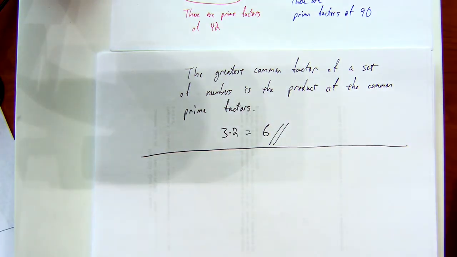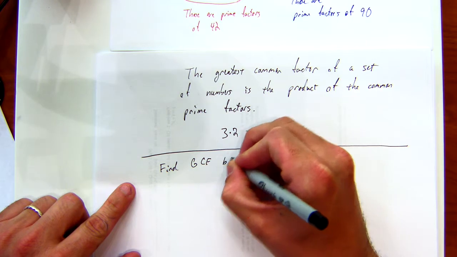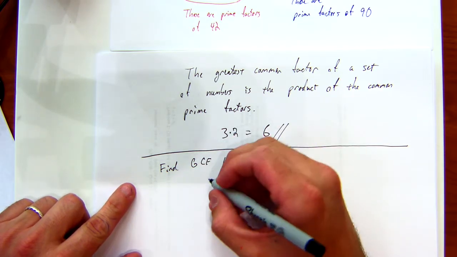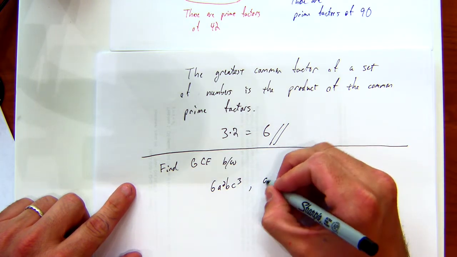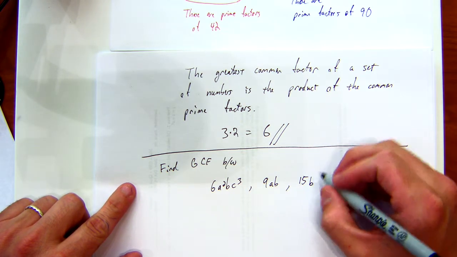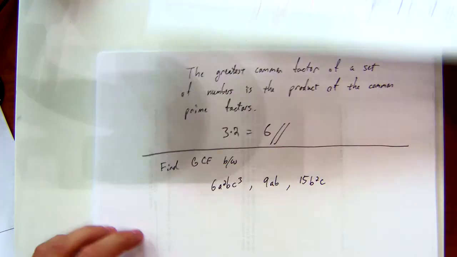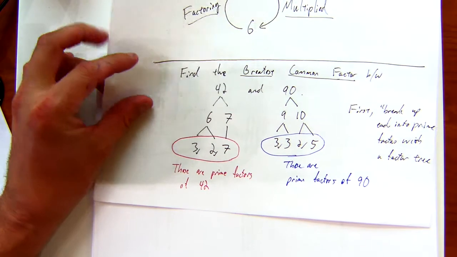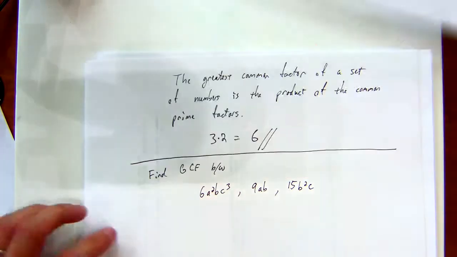Let's look at some more algebraic-like examples. Find the GCF between, let's do 6a squared b c cubed, 9ab, 15b squared c. Now we don't necessarily have to go down to this prime factorization tree, but this just helps us kind of get started. So I showed you how you can do that for numbers.